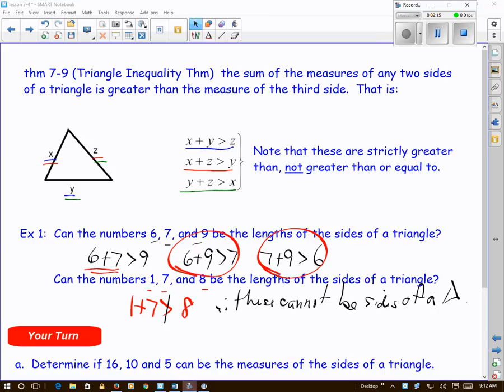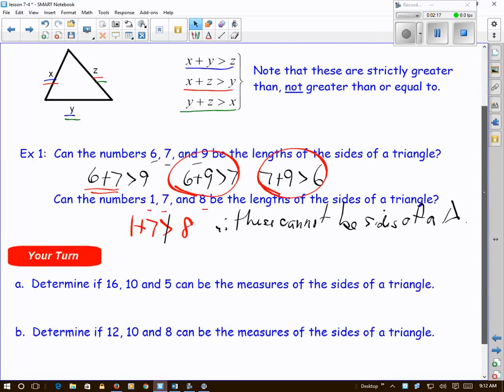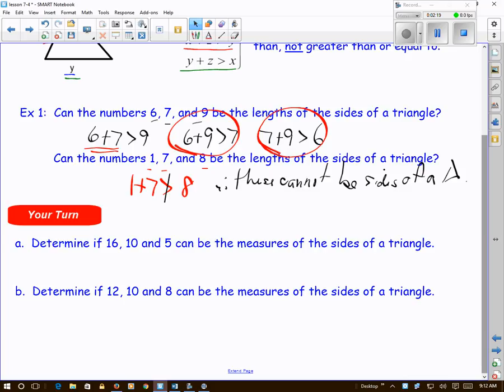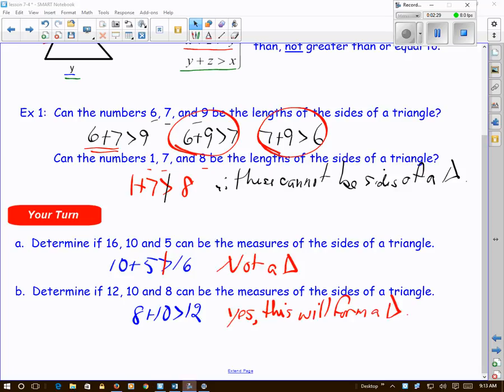Okay, try the next two here on your own. Pause the video for a moment and work those out. You should have seen that 10 plus 5 is not greater than 16. Therefore, the first one is not a triangle. And in the second, 8 plus 10 is greater than 12, so that will form a triangle.